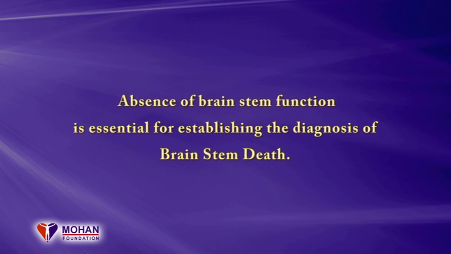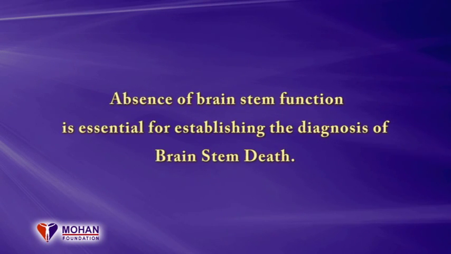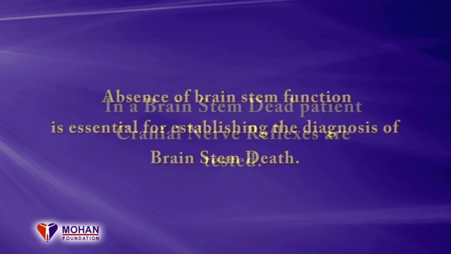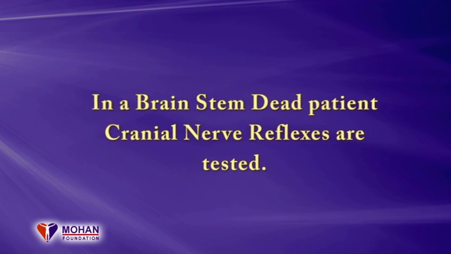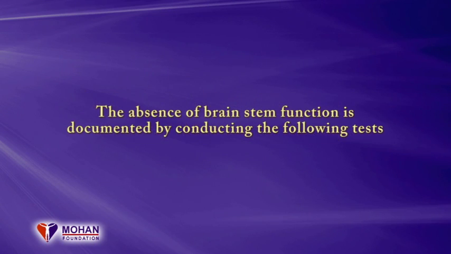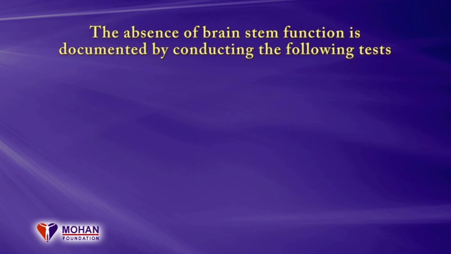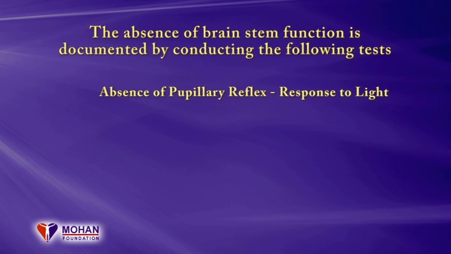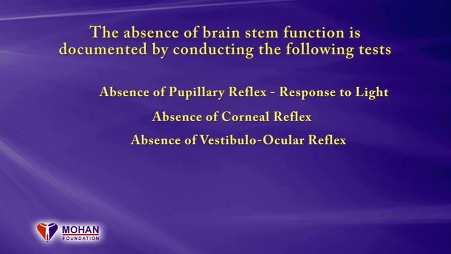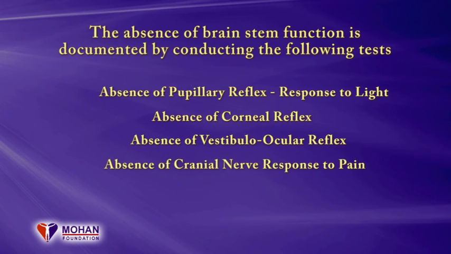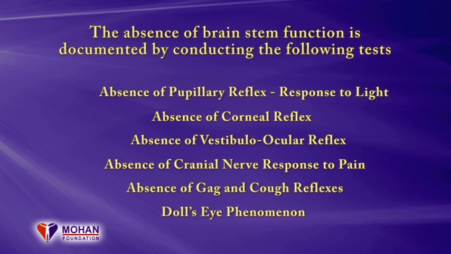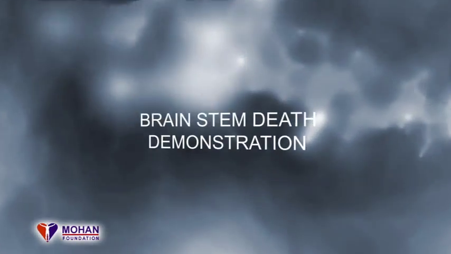Documenting the absence of brainstem function is essential for establishing the diagnosis of brain death. In a brainstem dead patient, the cranial nerve reflexes are tested and the absence of brainstem function is documented by conducting several tests: the absence of pupillary reflex in response to light, the absence of corneal reflex, absence of vestibulo-ocular reflex, absence of cranial nerve response to pain, and absence of gag and cough reflexes, along with the doll's eye phenomenon. We will now demonstrate each one of these.